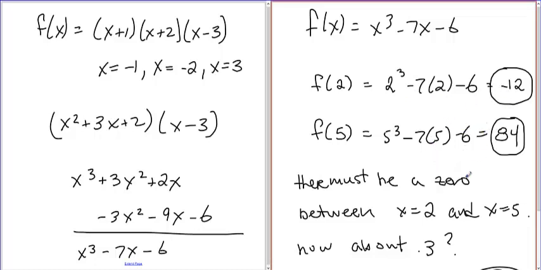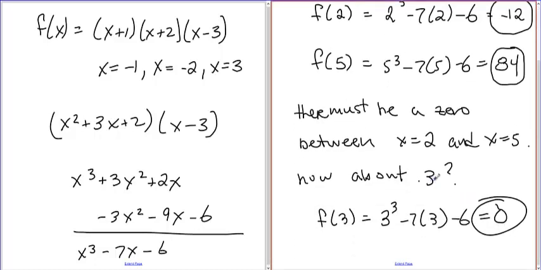And if I picked 3 and 3 gave me a number which was close to 0 but wasn't exactly 0, then I may be able to make a better guess. In this case, I just got lucky because I picked an integer. If it was a non-integer, I'd still pick an integer first. And then after I get close enough with an integer, I'd try to pick some non-integers, some decimals. Okay, so that's the intermediate value theorem.